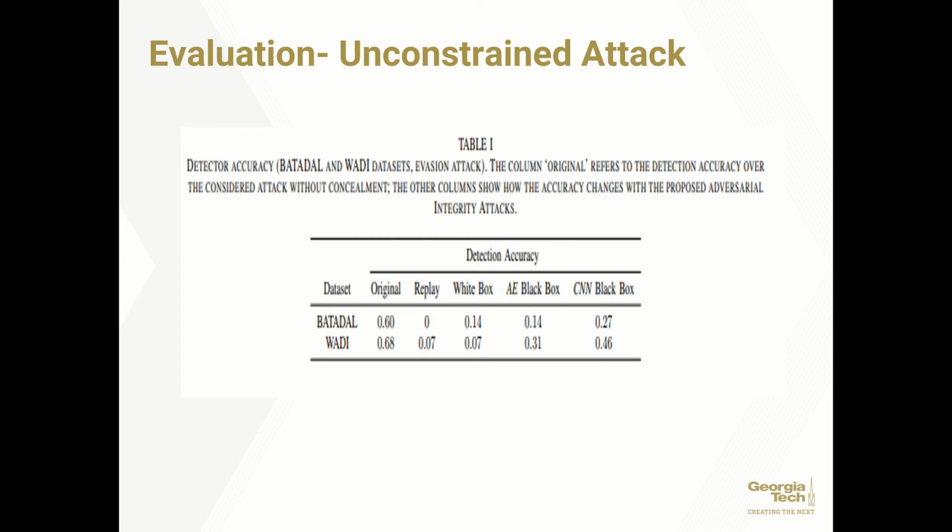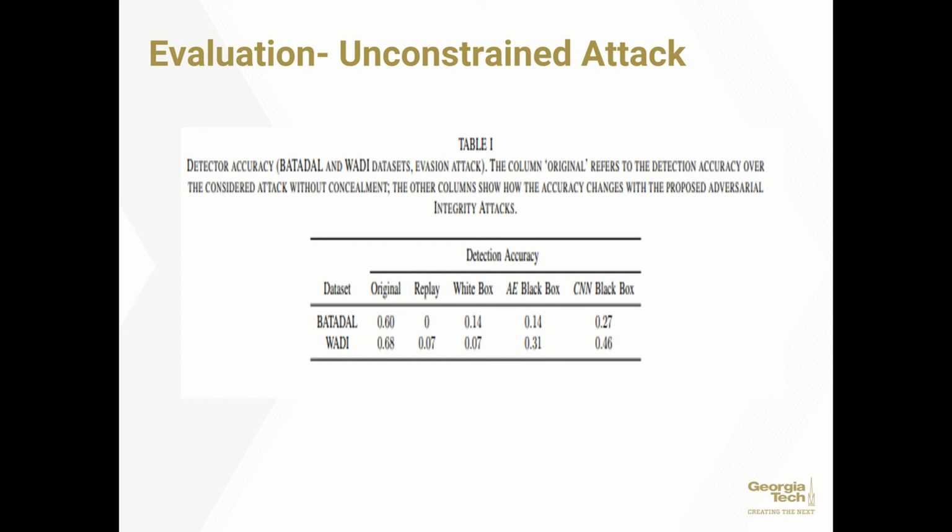The following table represents the detection accuracy of the anomaly detector in an unconstrained attack, where attackers have access to all sensor readings in the system. Within the Batidol dataset, it was found that the replay attack goes undetected completely, while the black box attack is detected at a rate of 0.14 while using the autoencoder method, and 0.27 when the convolutional neural network method is used.